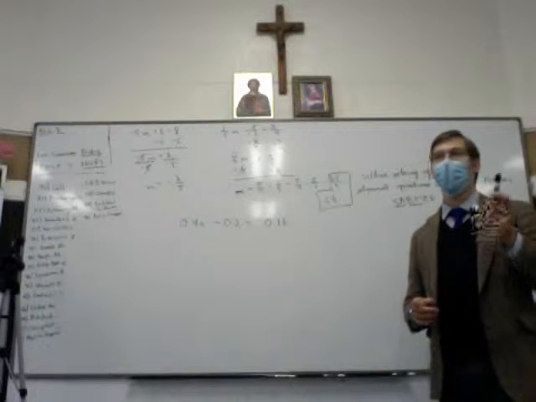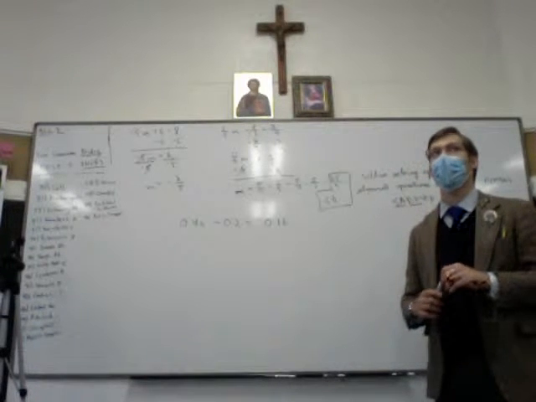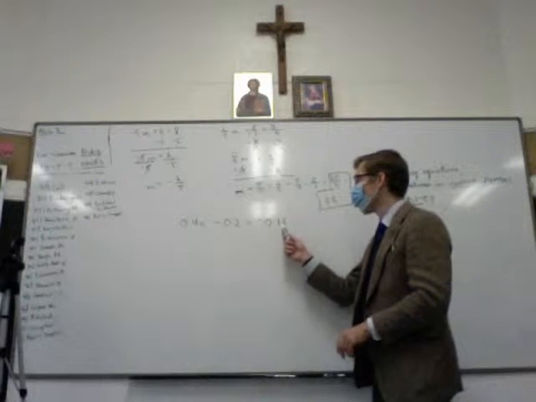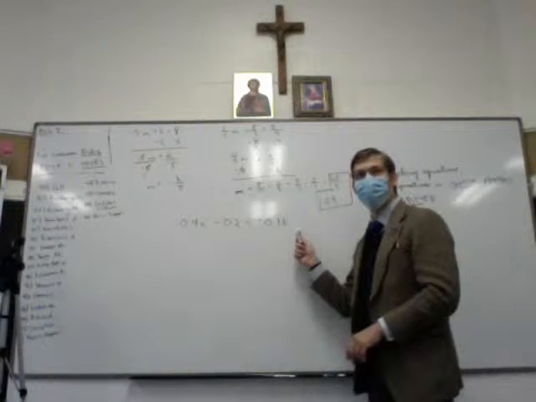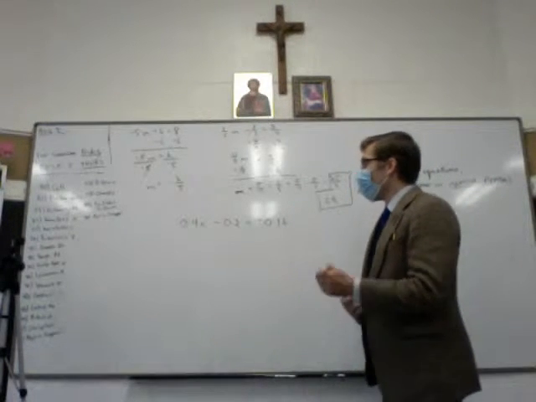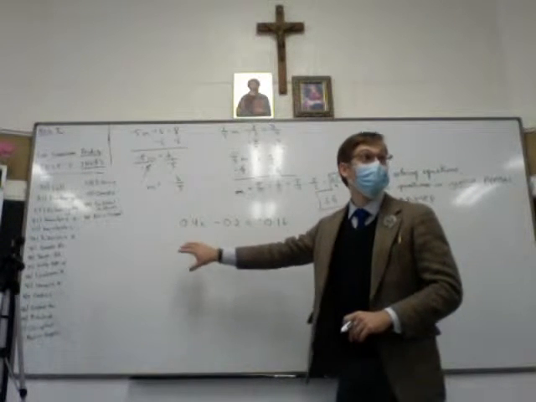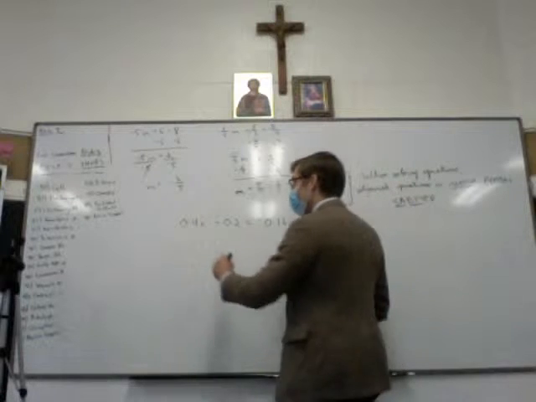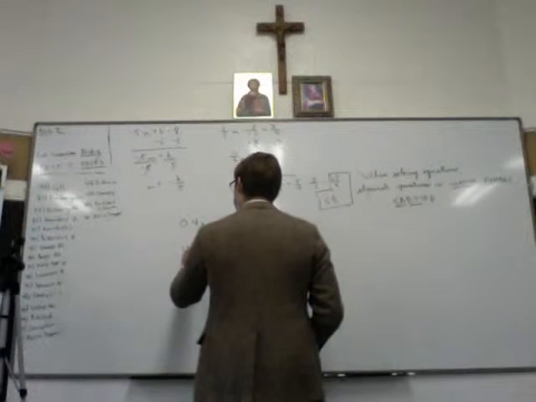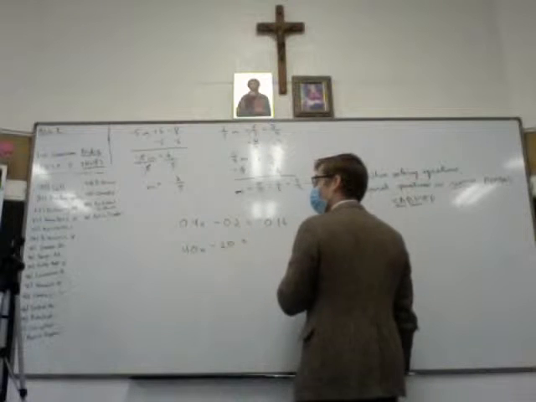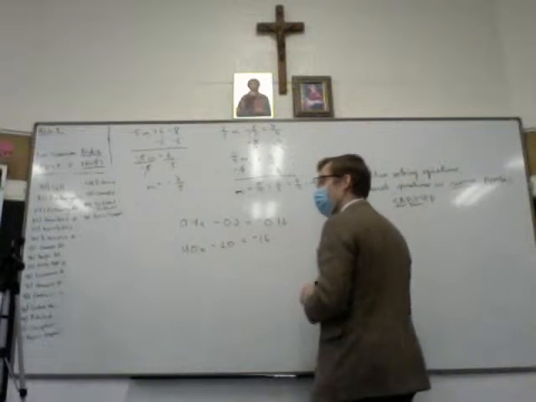100. The reason why I'm going to multiply by 100 is because notice here, I'm going to have to move my decimal point 2 places. So if I multiply this by 100, and notice I'm doing the same thing to both sides, I get 40x minus 20 equals negative 16.